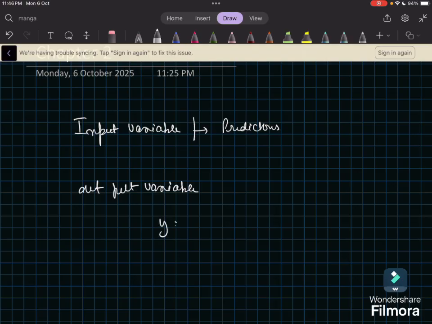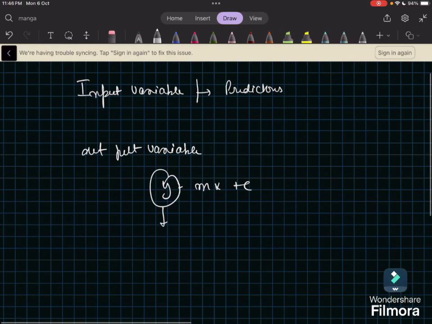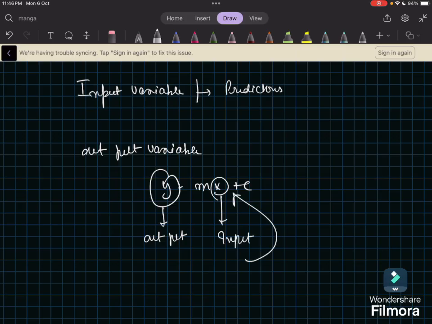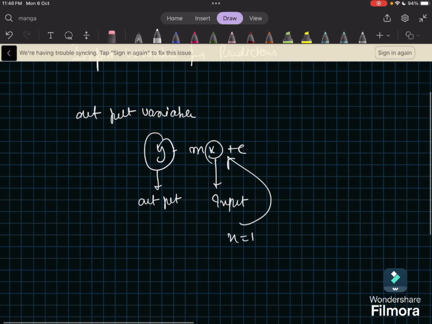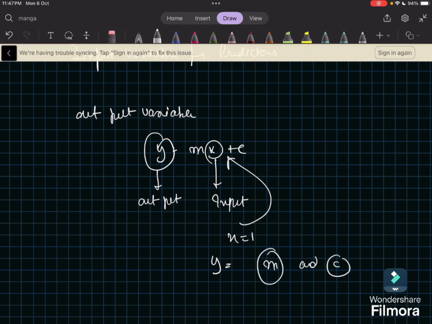Like in an equation y equal to mx plus c, y is our output, x is our input. We give a value of x equal to 1, and then we get a value of y based on the value of m and the constant c. If m is 0 and c is 0, then y equal to x.